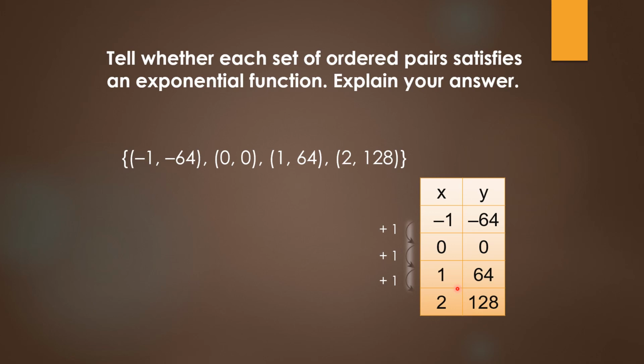And I noticed here in the y column, every time I add the same number, 64, not multiply by the same number. -64 plus 64 is 0, 0 plus 64 is 64, 64 plus 64 is 128. So this doesn't match the property of the exponential function. For an exponential function represented by a table, y must be multiplied by the same number, not added by the same number. Then this table doesn't represent an exponential function.